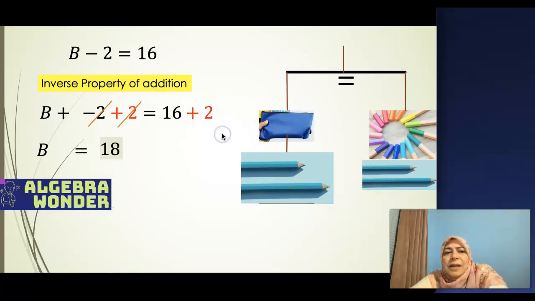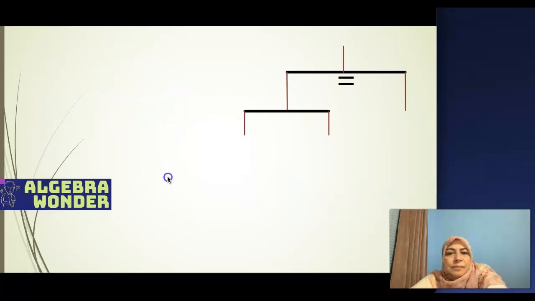And now we figure out that there are 18 pencils in the bag, which is exactly what you did. So you did this by logic, but this is actually where you are using the inverse property of addition in your brain. Okay, let's try another one.